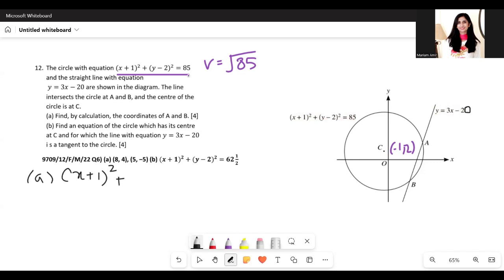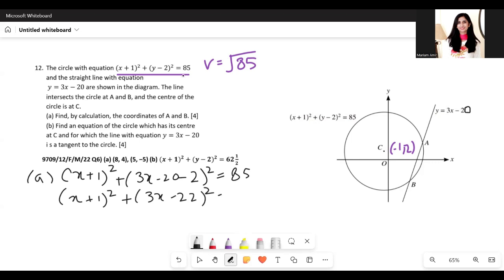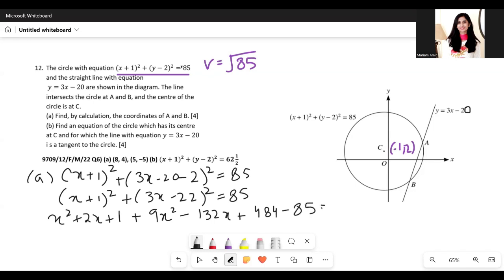We have (x + 1) whole squared. Instead of the y, I'm going to write the other y, (3x - 20 - 2) whole squared equals 85. This gives (x + 1) squared plus (3x - 22) whole squared equals 85. Now we expand this completely. a squared plus 2ab plus b squared, plus a squared would be 9x squared, minus 2ab would be minus 132x, and plus b squared is going to be 484, and I'm bringing 85 to the other side, equals 0.